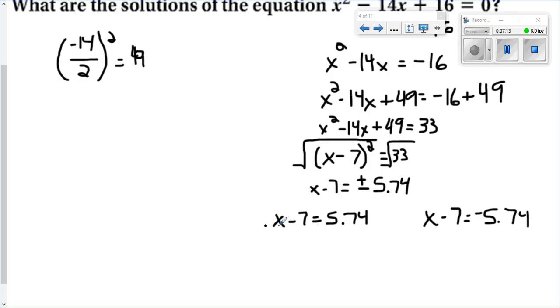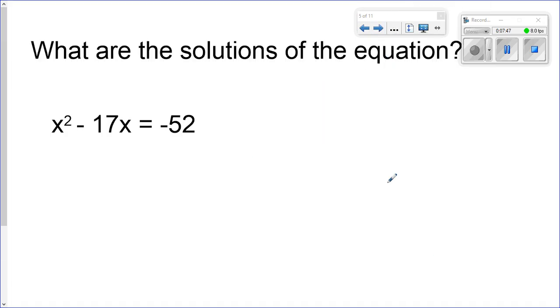So if you take 5.74 and add 7 to both sides, you're going to get x equals 12.74. And if you take over here, add 7, negative 5.74 plus 7, you're going to get a value of x equals 1.26. And those are your solutions to this original equation up here. Either 12.74 or 1.26 are the solutions for this.